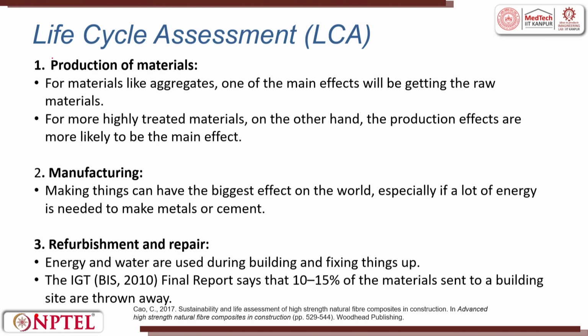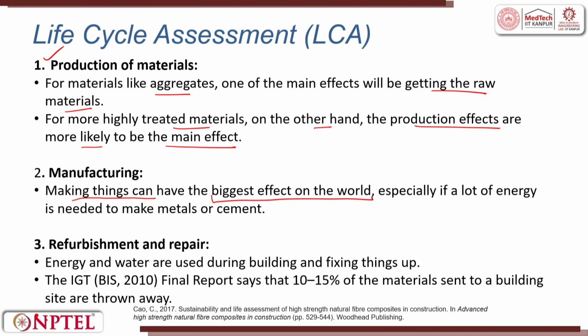First is production of materials. For materials like aggregates, one of the main effects will be getting the raw materials. For more highly treated materials, on the other hand, production effects are more likely to be the main effect. Manufacturing, which is our major concern, this is making things. This has the biggest effect on the world, because this is something that we are doing most of the time, especially if a lot of energy is needed to make metals or cement.